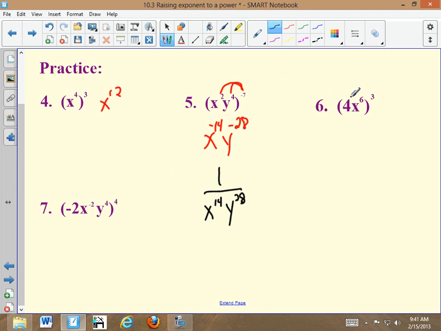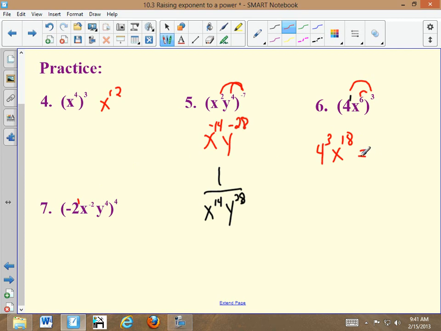You have to multiply the exponents, even the ones you can't see. Every number, every letter is raised to the first power. We just don't write it, so there's a 1 right here. So anytime I don't see exponents, there's a 1 right here. I like to write them in first. So now I have 4 to the 3rd power, x to the 18th power. 3 times 1, 3 times 6.